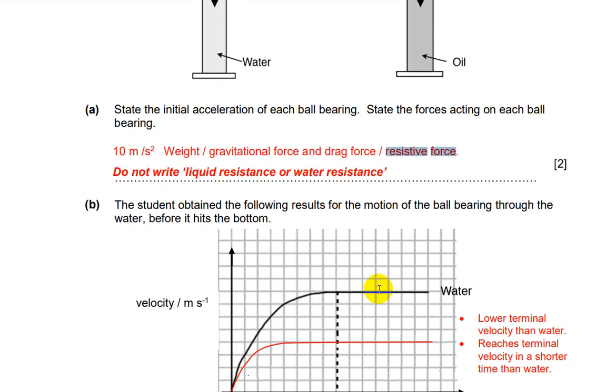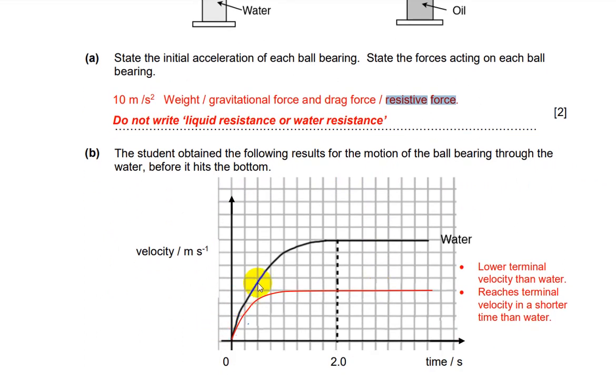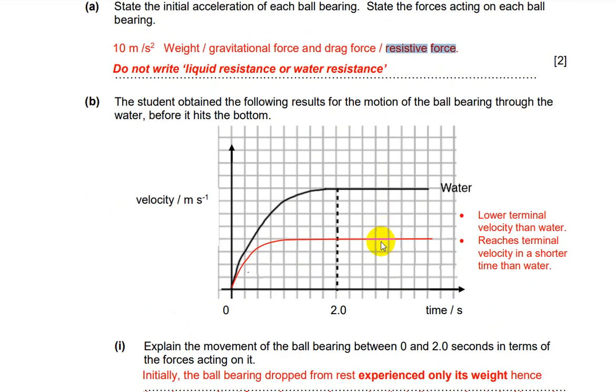This is the motion of the ball as it falls through the water before it hits the bottom. You can see something like that. Explain the movement of the ball between 0 and 2 seconds in terms of the forces acting on it. You can see that from 0 to 2 seconds, the velocity is increasing at a decreasing rate, and it will reach constant velocity after 2 seconds. So why is that so?